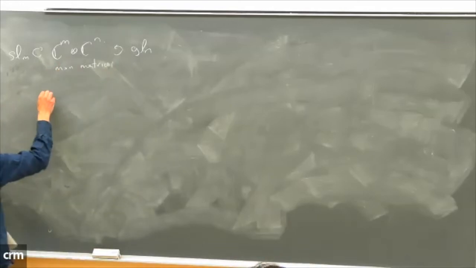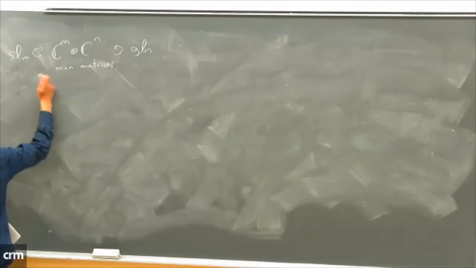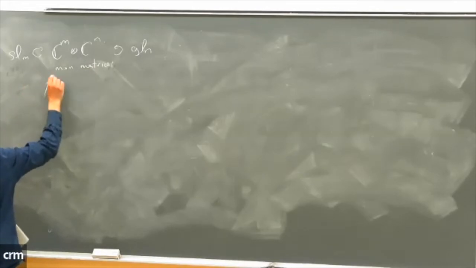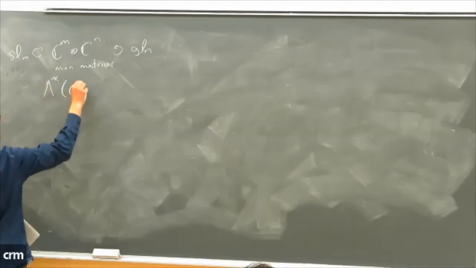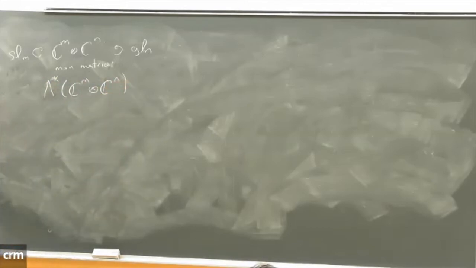And then we can take the exterior power, and these algebras generate each other's commutants. Another way of saying that is that the map... actually, first let me switch to some exterior power. I can take some exterior power of this C^m tensor C^n, and the same is true.